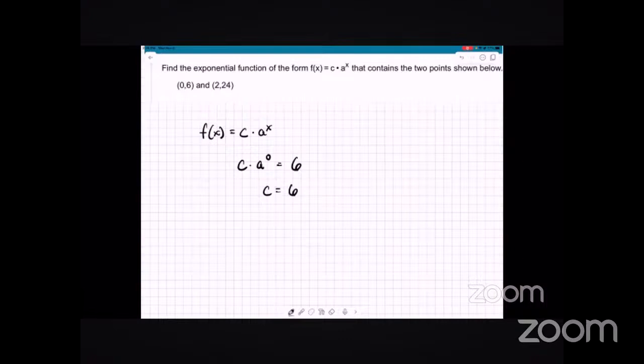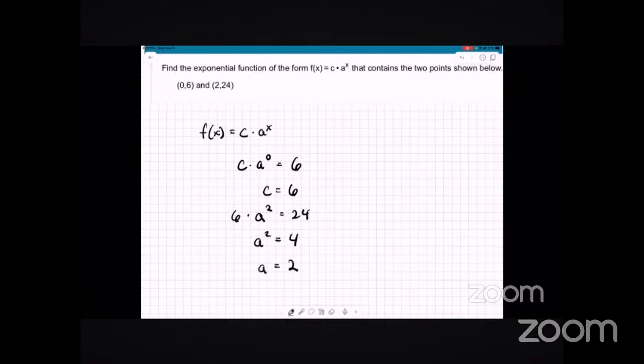Then it also gives us that when x is 2, y is 24. So then let's plug that in. We said c was 6. We don't know a. We said x is 2. y was 24. If we use the inverse operation, divide both sides by 6. a squared equals 4. Take a square root. Normally it would be plus or minus, but a negative base for your exponent doesn't make sense in this context. So we're just going to take the positive result, positive 2. All right? Okay.